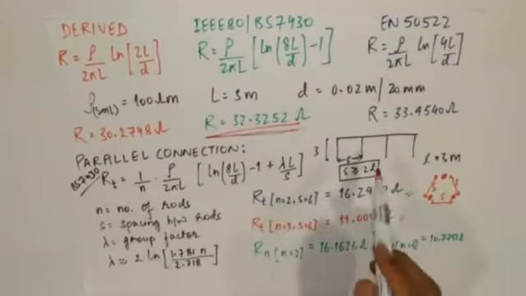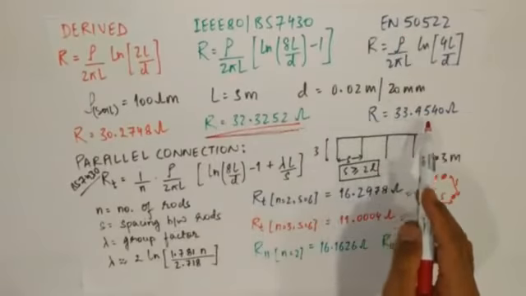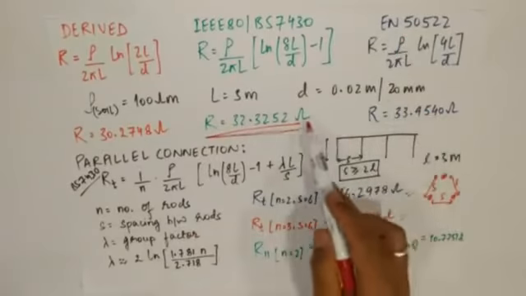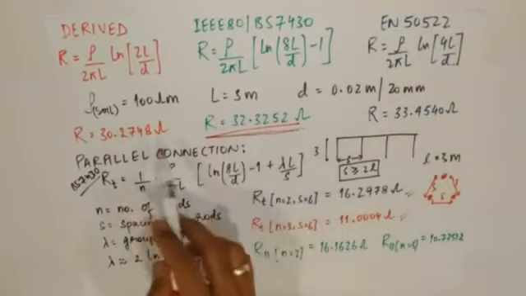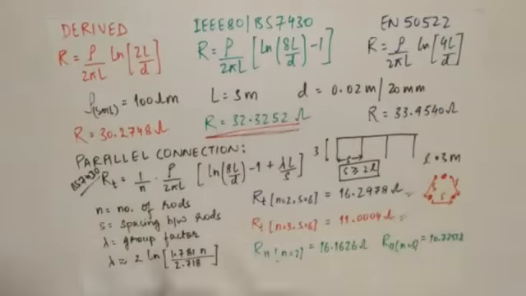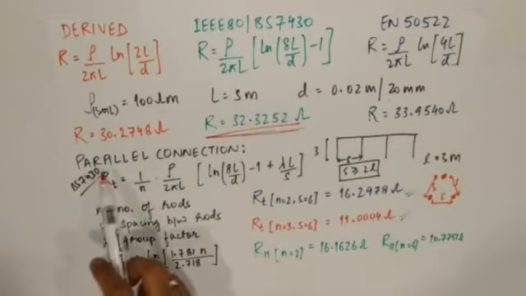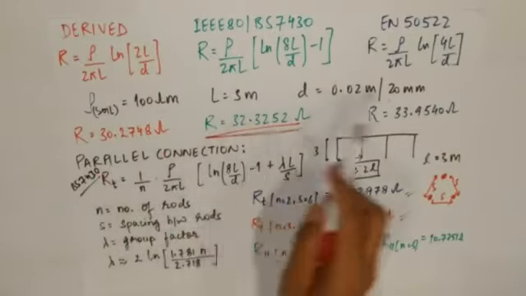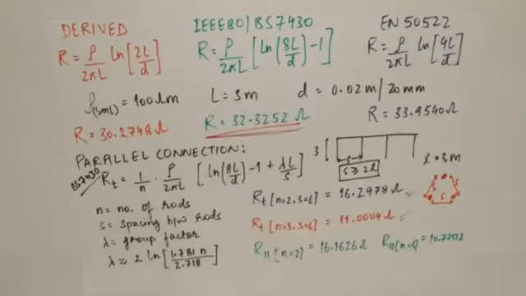Similarly, for EN 5522, it comes out to be 33.9540. These two values are nearly equal, so you can use any of these formulas, whichever you want, as per your situation. Now, this is for only a single earth electrode.